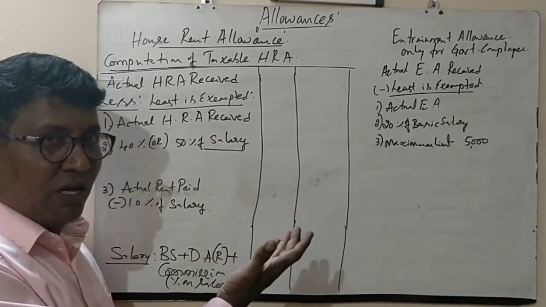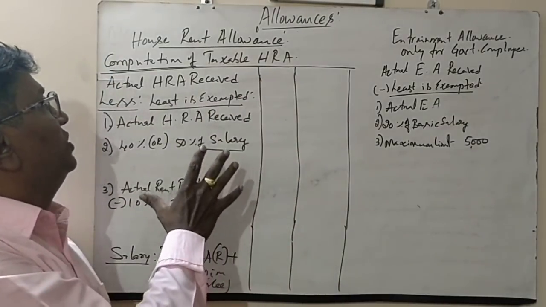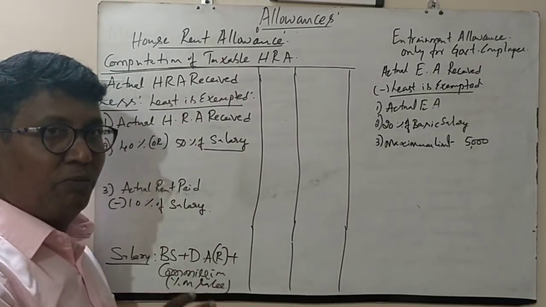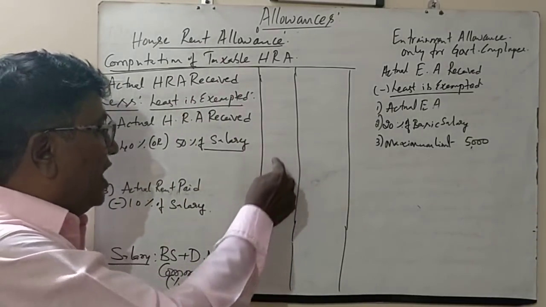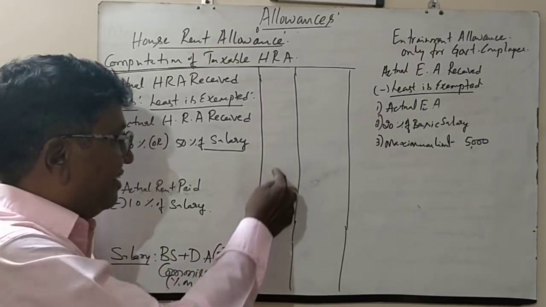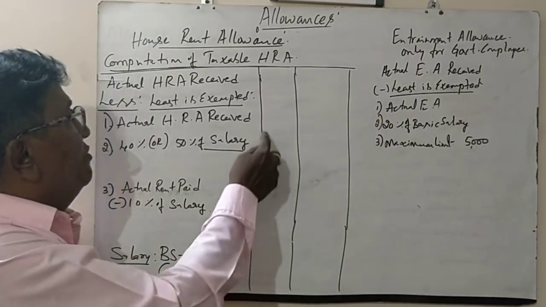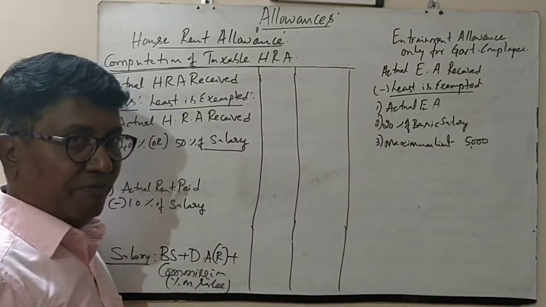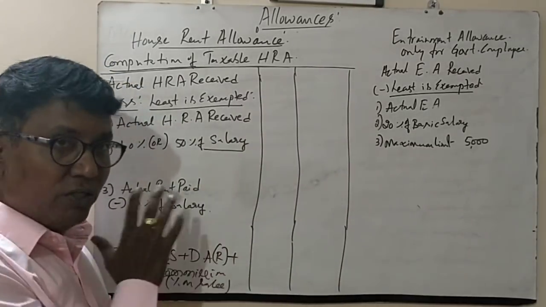60 minus 30 is 30, which is the least amount. This is how we usually work on the calculation of the taxable portion of HRA. Whichever is least among these three will be given as an exemption here and taken out here. I hope all of you understood this.